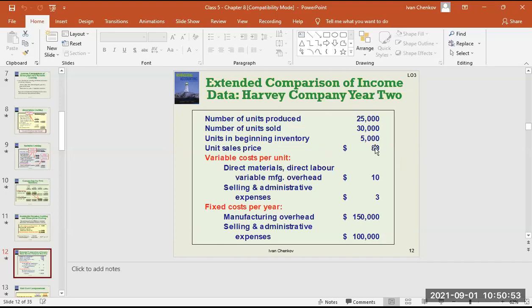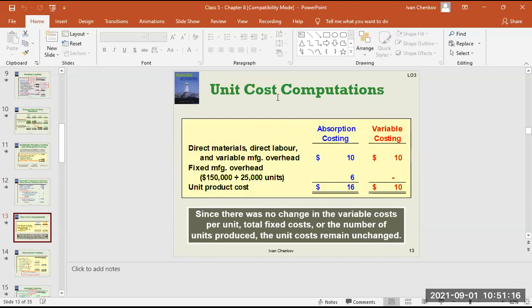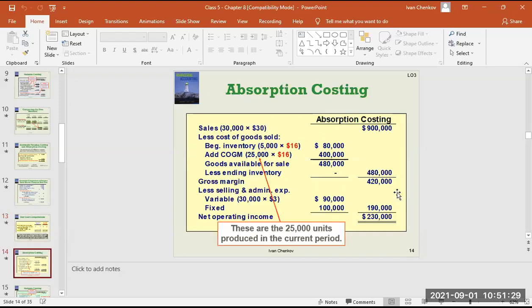Unit sales price $30, no change here. Direct material $10, manufacturing overhead $10, selling and $3. Fixed cost per year, manufacturing overhead 150 divided by 25 produced, still $6 fixed manufacturing cost per unit, and selling and administrative expenses 100,000. Let's see what's going to happen now. What will be our cost? Product cost under the absorption costing, still be 60. Variable cost $10. So there will be no changes in the cost of the product.